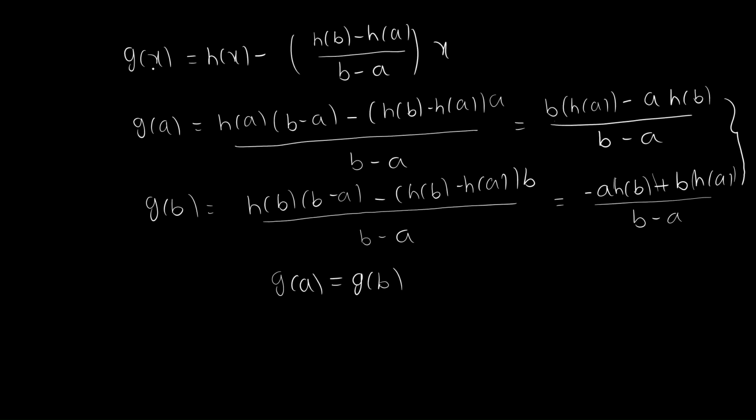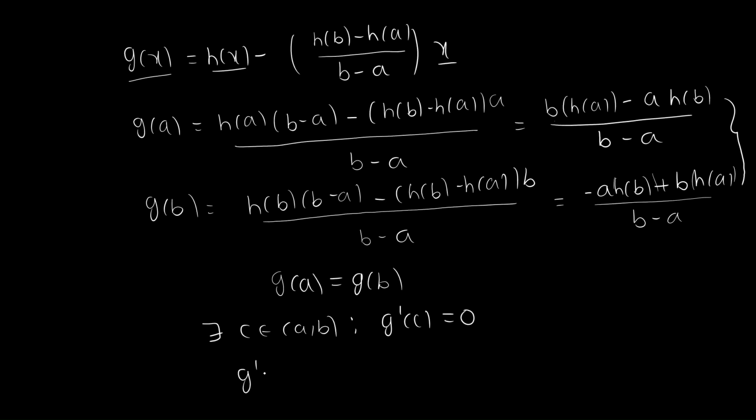Now we know that since h(x) is differentiable in (a, b) and x is also a differentiable function, we can say that g(x) is also differentiable in (a, b). Now since g(x) is a differentiable function in (a, b) and g(a) is equal to g(b), from Rolle's theorem we can say that there will exist c belonging to (a, b) such that g'(c) is equal to 0.